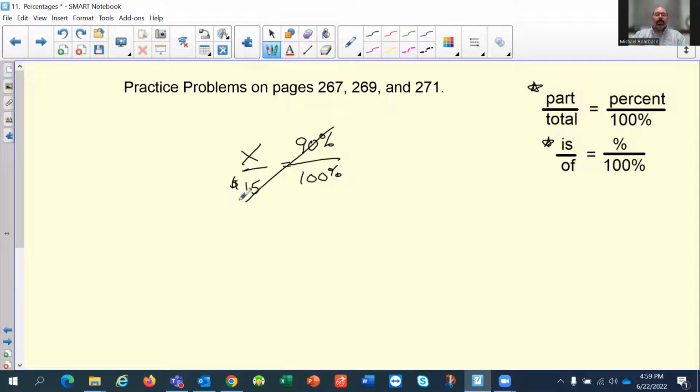So you're going to multiply here 90 times 15, divide by 100. So 90 times 15 equals 1,350 divided by 100. And it looks like X is equal to $13.50. Makes sense, right? 90% of something is almost all of it. If you get a 90% on a test, you'd probably have an A-. You got most of the questions right. Okay, so that's an example from the top. Let's do an example from the bottom.